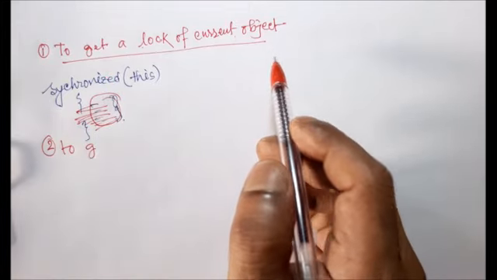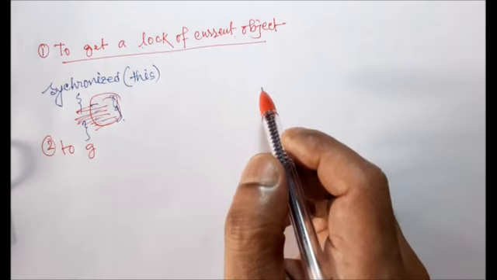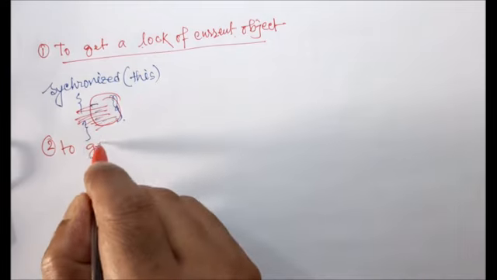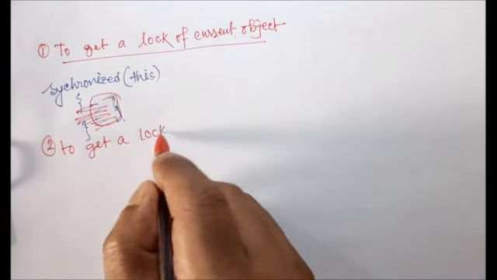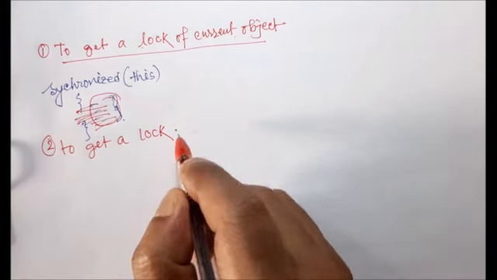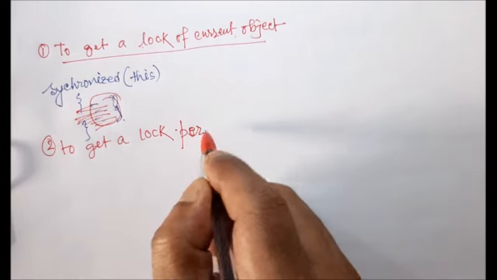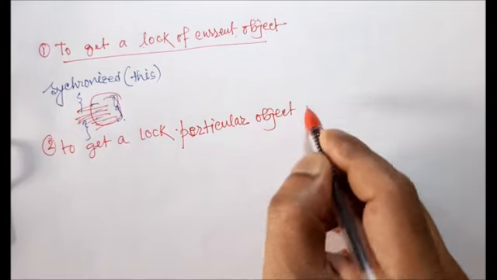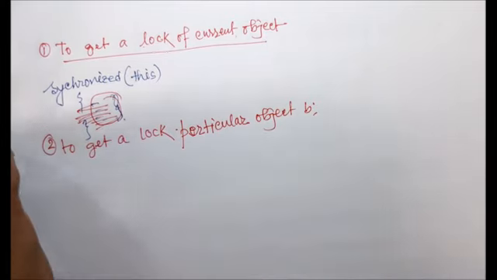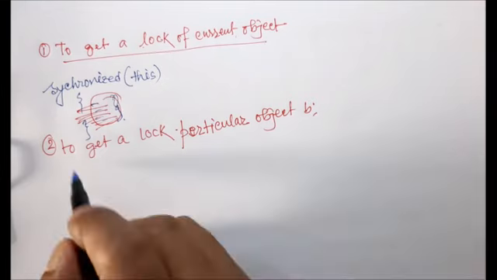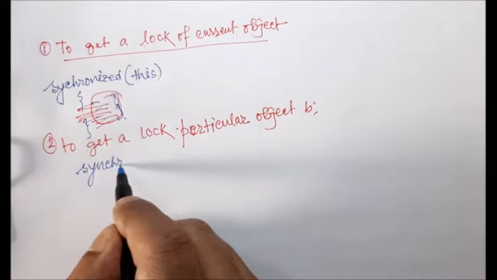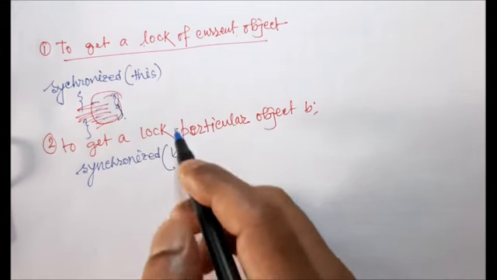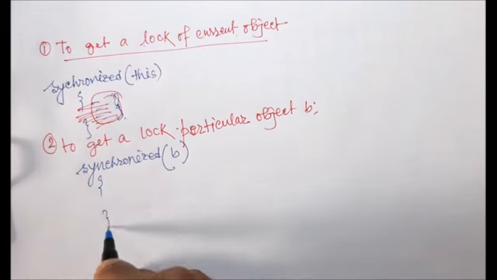Suppose I want to lock a particular object, because I do not always depend on the current object. I want to lock another object also. So to get the lock of a particular object, for example, the name of the object is B. So what will happen? I will simply write synchronized, then within brackets I will write B, then this is my block.